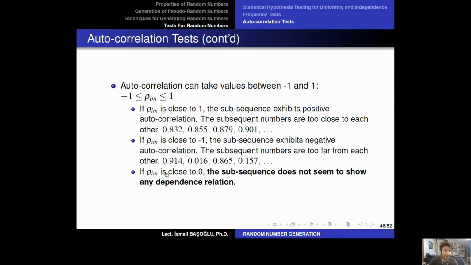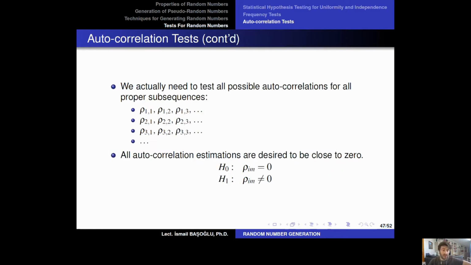So what we want from the autocorrelation of that subsequence is to be close to 0. In that case, if the autocorrelation estimate is close to 0, then we say that the subsequence does not seem to show any dependence relation. But actually, we want all of these autocorrelations to be very close to 0. Okay, so we actually need to test all possible autocorrelations for all proper subsequences, regular subsequences.